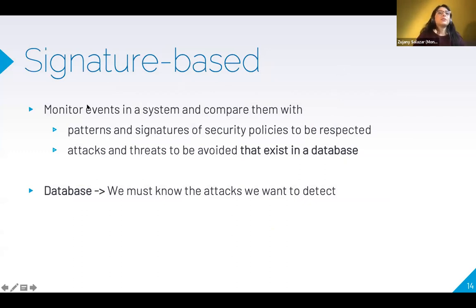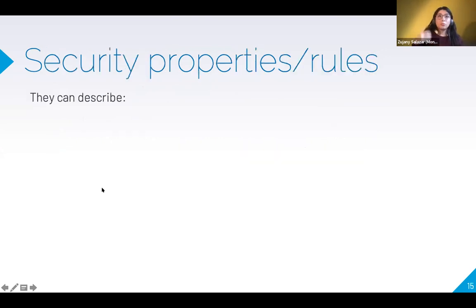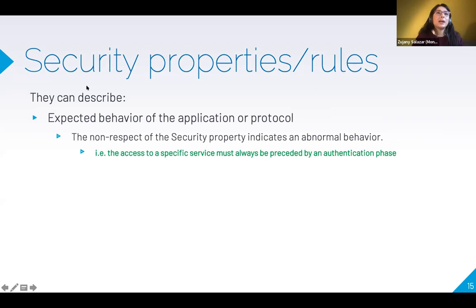Signature-based intrusion detection systems monitor events in a system and compare them with patterns or signatures that describe good security properties that must be respected, or attacks and threats that we want to avoid. It is important to say that this information is saved in a database. So to perform signature-based intrusion detection, we must first create a database with the patterns and the signatures we want to monitor in the system. These signatures are security properties or rules. And as I said, they can describe good behaviors. In this case, the non-respect of the security properties would mean an abnormal behavior and potentially an attack or a threat in the system.